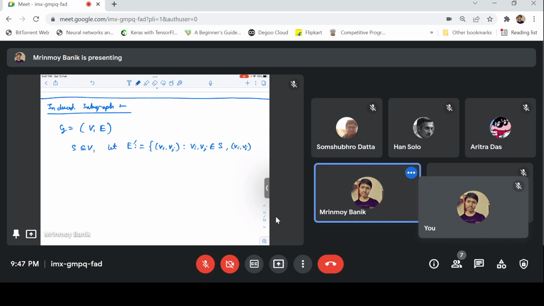you can define it like this. For all Vi, Vj in S, if Vi, Vj is in E, then Vi, Vj is in E dash. Then G dash equals (S, E dash) is an induced subgraph of G.